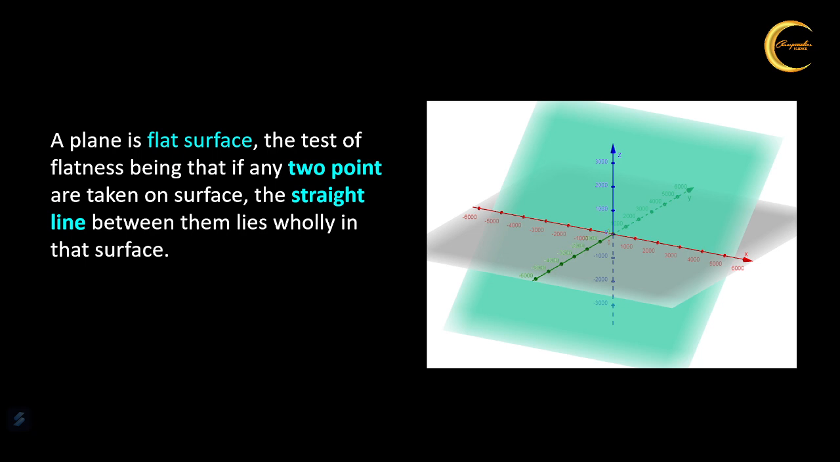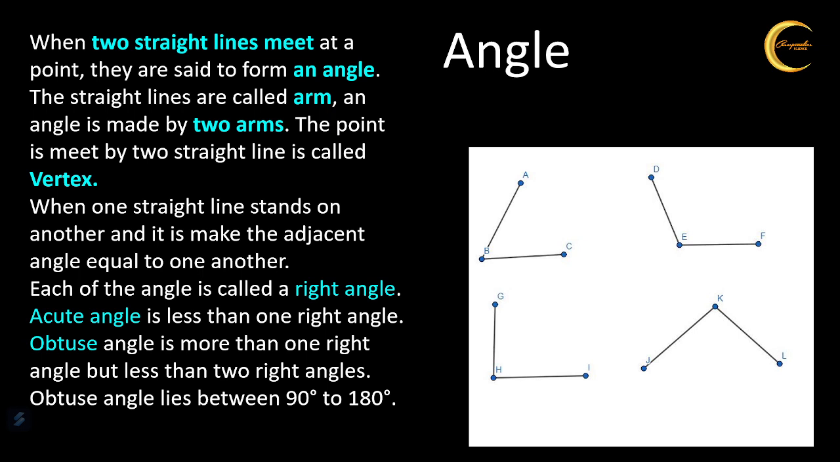And a plane is a flat surface. If you see a room, the floor is a flat surface and the roof is a flat surface. How can we find out the flatness of a plane? If I draw a straight line on the surface this way, and this line lies wholly on the surface, then we can say this is a flat surface.